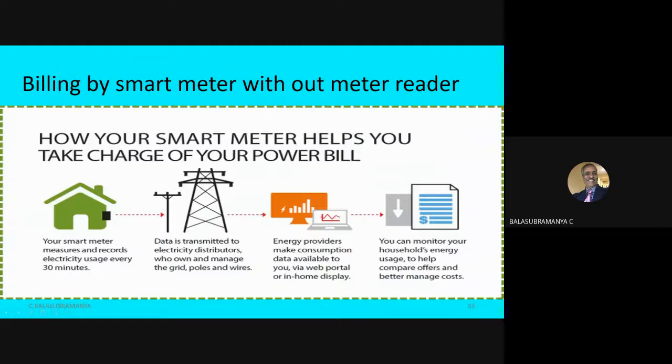Okay, fine. This is a pictorial representation of billing by smart meter. So how is this done without the meter reader? Your smart meter measures and records electricity usage, maybe every 30 minutes or every 15 minutes, depending upon the programming. Data is transmitted to the electricity distributor, who owns and manages the grid, poles, whatever it is. And then it goes to the energy provider. Consumption data is available to you via a web portal or in-home display. You can monitor your household energy usage to help compare offers and better manage the cost.